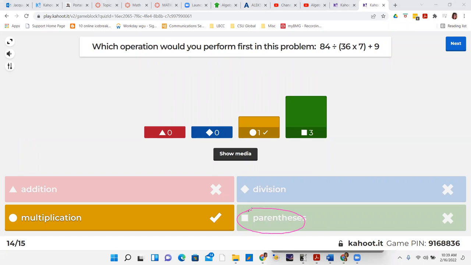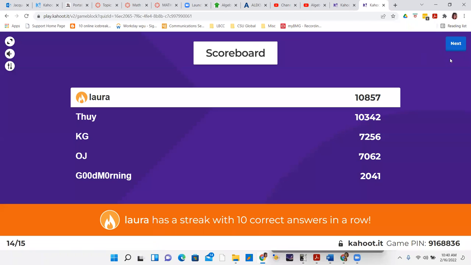I can understand you guys choosing parentheses there, because really you're doing what's inside the parentheses. Laura, I know, right? Reading the question is good. It's so tempting, I know. So anyways, I didn't create this Kahoot. I would have chosen at least both of those as the correct answer. Apologies on that.